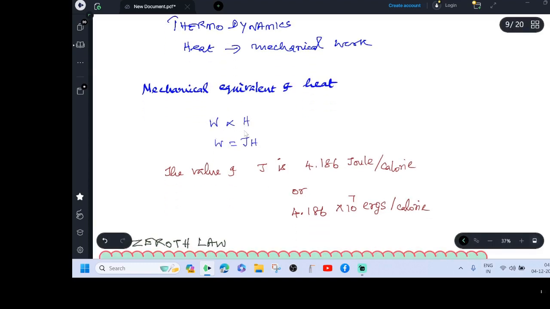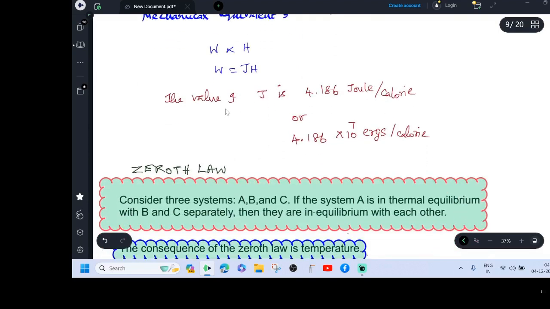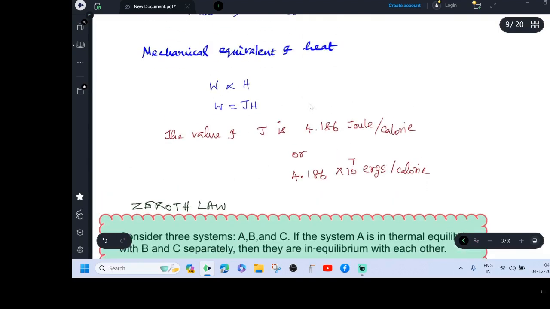W is proportional to H. W equal to J into H. The value of J is 4.186 joule per calorie, or 4.186 into 10 power 7 erg per calorie.